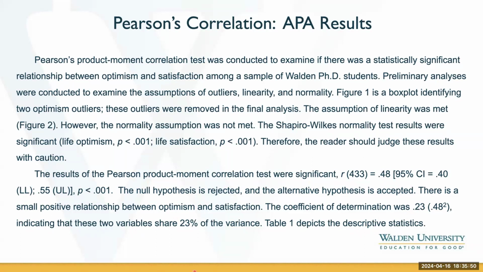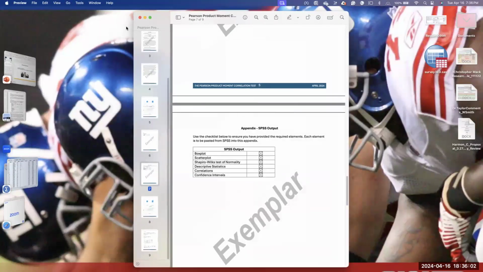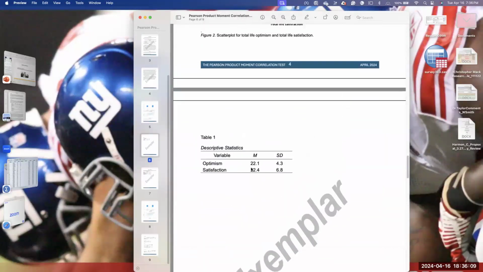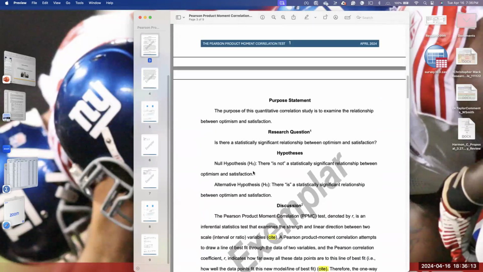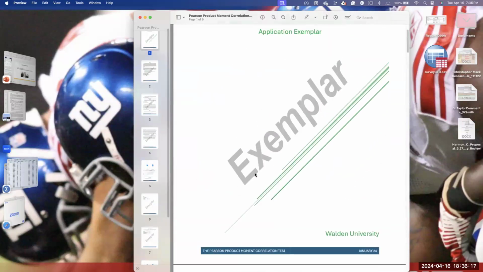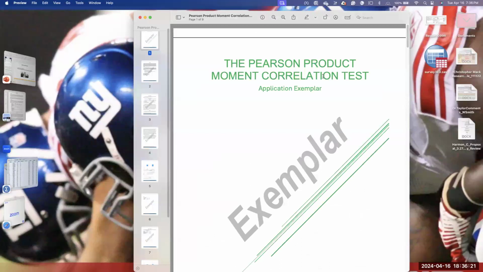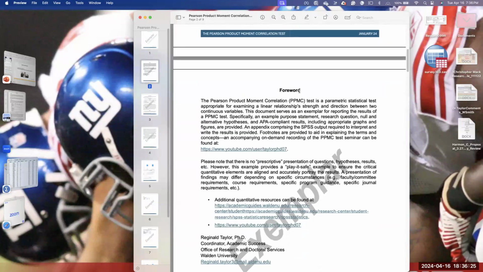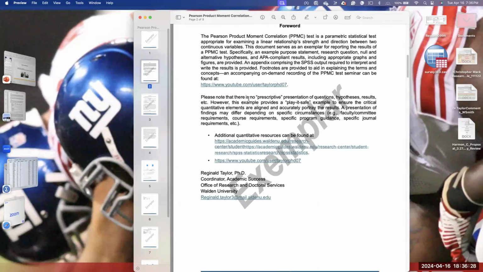Now, what I want to do at this point, give me a second, is put this into the exemplar, and you'll see it in a format that it would be presented, not in a slide format. So again, if you've looked at these exemplars before, this one is for the Pearson Product Moment Correlation Test, okay? I have a foreword here, and I tell you that there's no prescriptive way to present this, but this pretty much contains all the requirements that are needed. A faculty member may want something different. A committee member may want to see some things put in a different format. But in essence, this is what should be submitted.